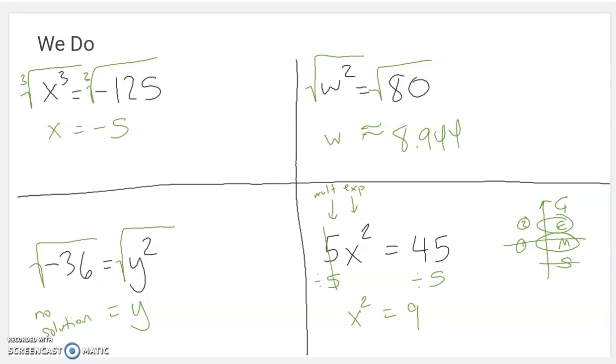Now I've done that, so next I deal with the exponents. So square root, inverse operation of squared is square root. Careful here, x equals the square root of 9, there are 2. So in this case we would say x equals 3 or x equals negative 3. And that, my friends, is how you solve variable equations that have exponents in them using square roots or cube roots.